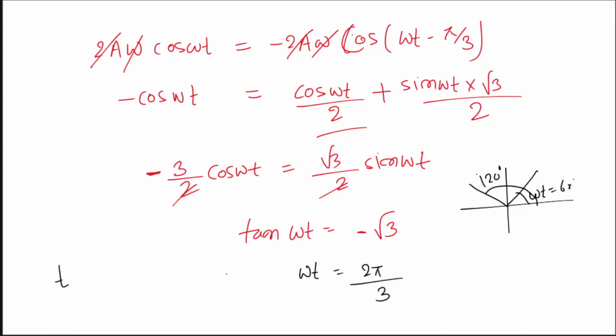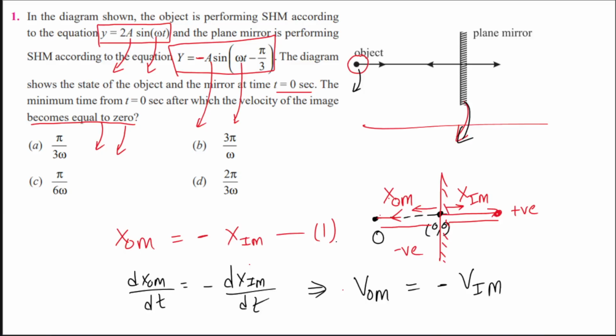Done it? So time is how much? Time is your 2 pi by 3 omega. This is going to be your answer. So what will be the answer? 2 pi by 3 omega. So option D will be correct.